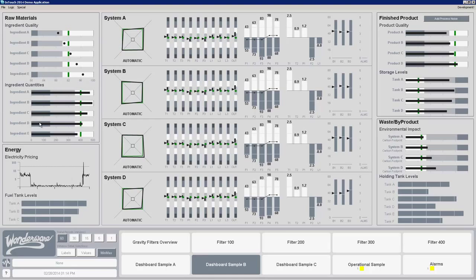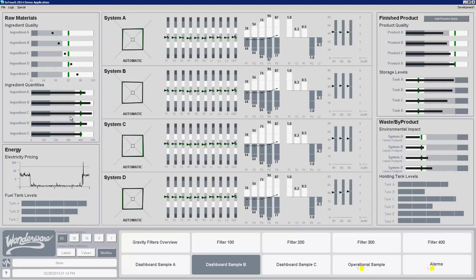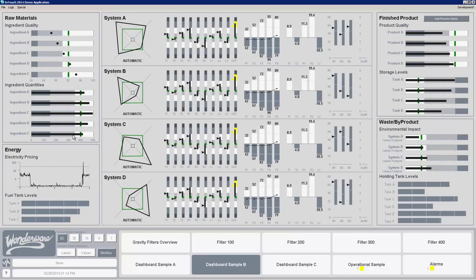Also, giving an indication of the quantities of ingredient that are available. So if I don't have enough to make the process run that I have, then I'm going to want to know that information. Other things that go into a process are things like energy.